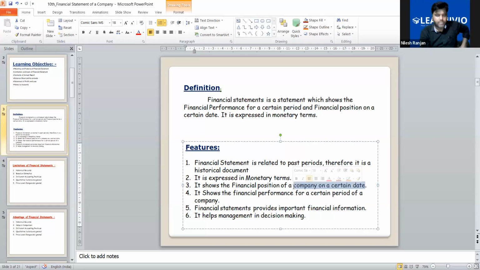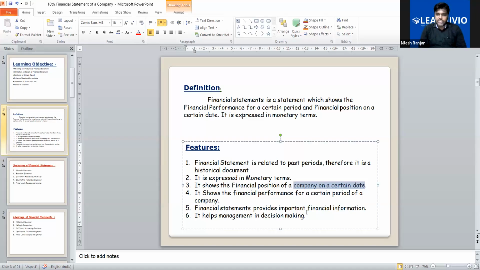Yes. The next is it shows the financial performance for a certain period of a company. So financial performance means the result for the whole year. We are doing transactions for making profit, and we want to know how much money we have earned during the year, how much profit we have made. So it shows the financial performance for a certain period of time.